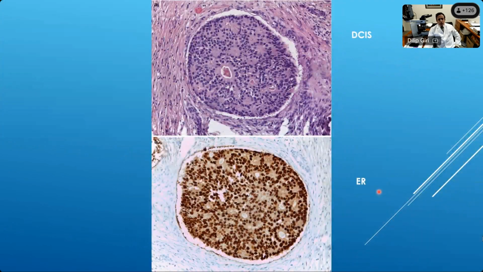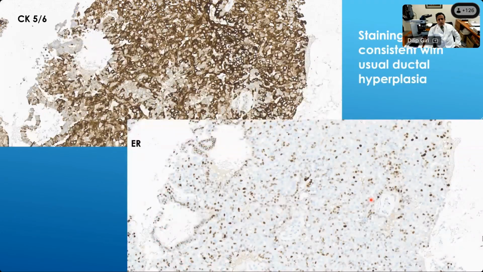This is just to show you what you would expect in terms of ER staining in low-grade DCIS. Pretty much all the cells will be positive with ER, unlike here, where this is not a uniform population of cells. And therefore, only a minority of the cells are staining with ER.